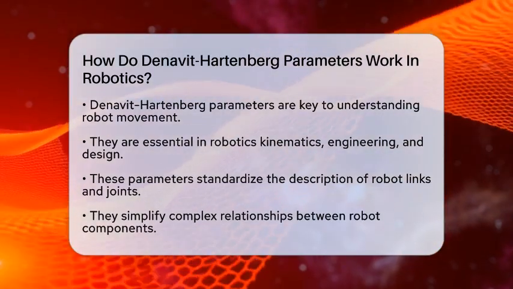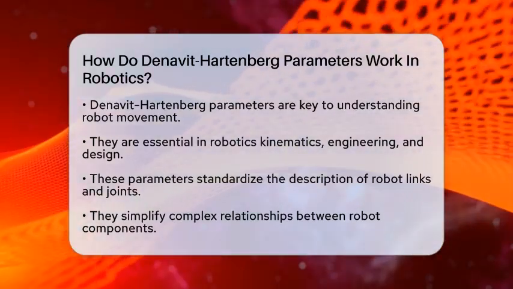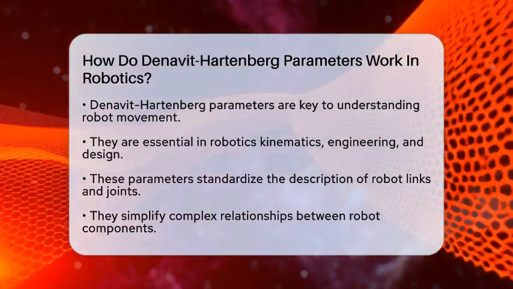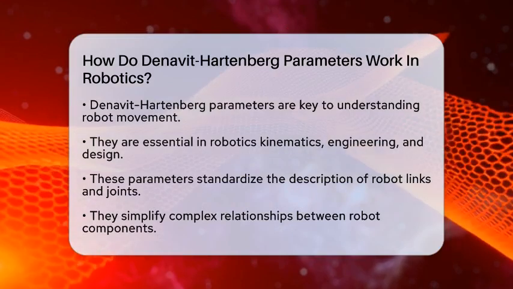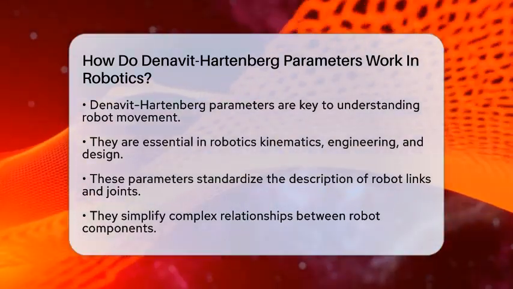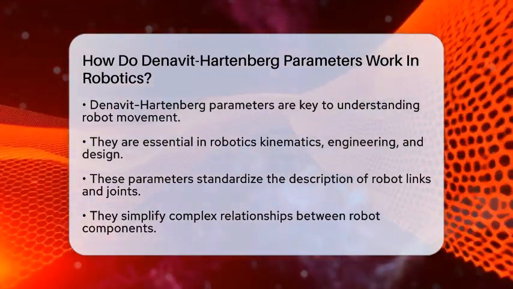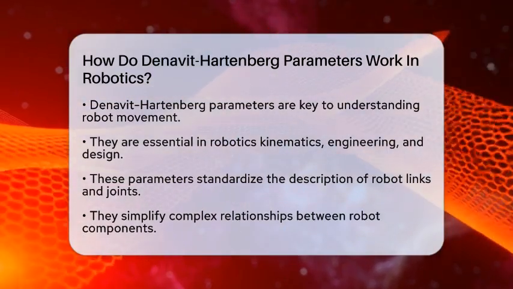Denavit-Hartenberg parameters provide a clear and standardized way to describe the geometry and positions of robot links and joints. This method simplifies the complex relationships between different parts of a robot. By assigning specific coordinate frames to each joint and link, engineers can systematically calculate how a robot moves and where its parts are located in space.